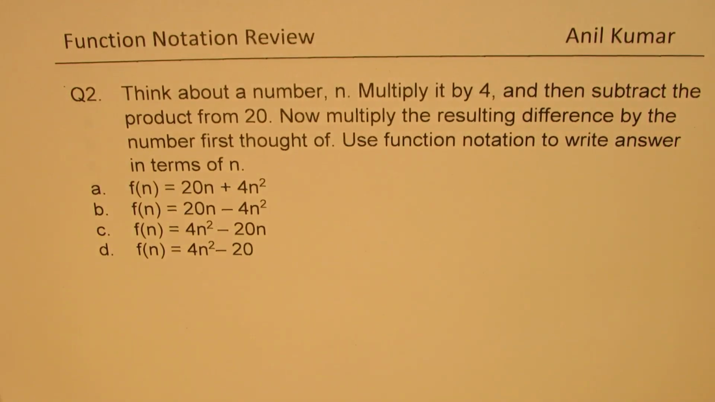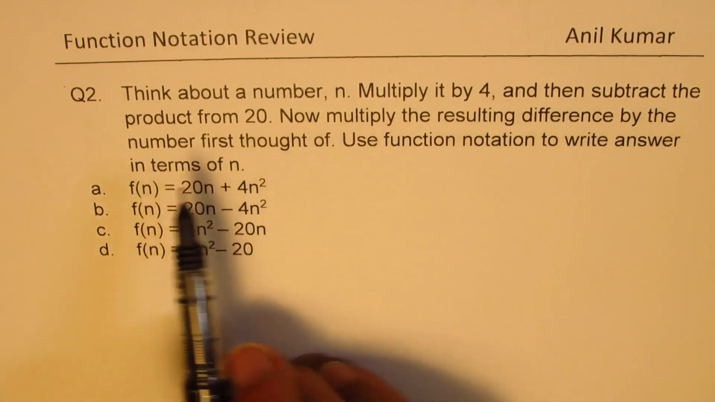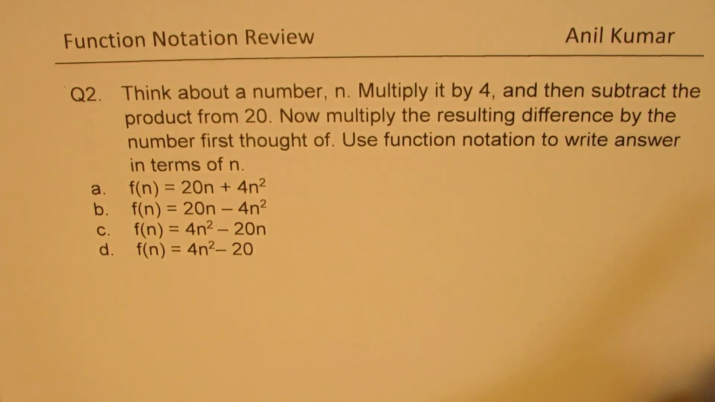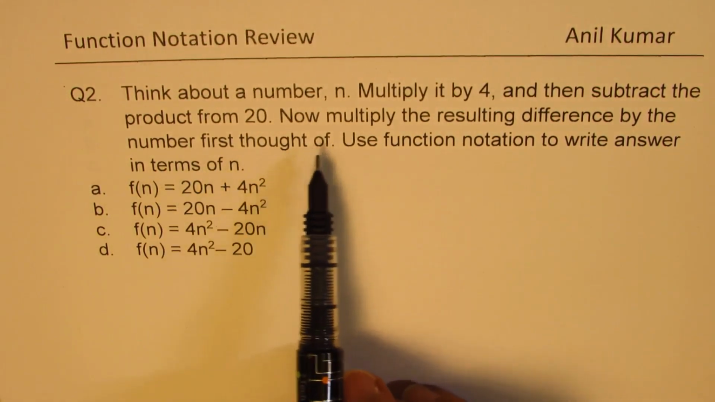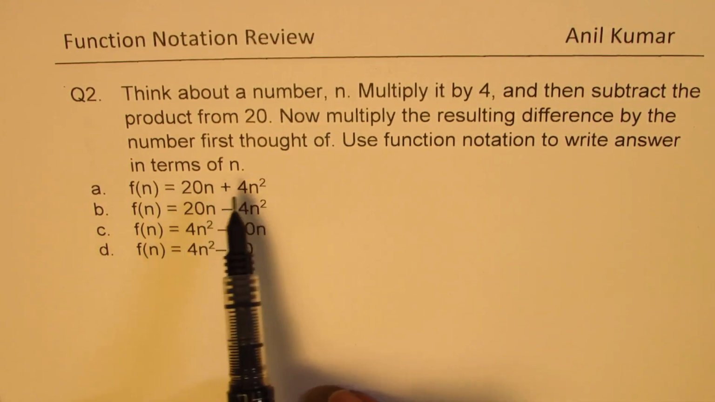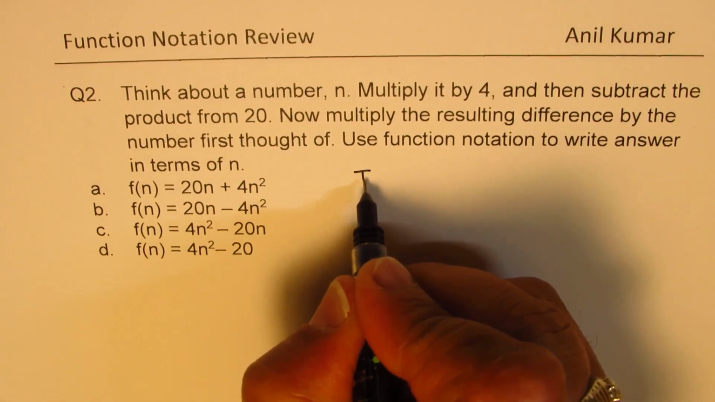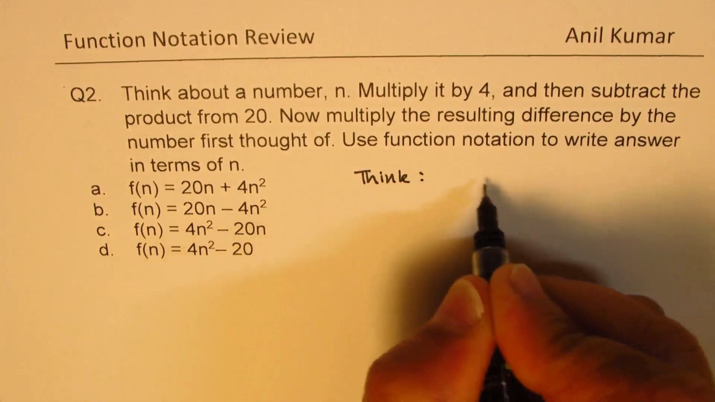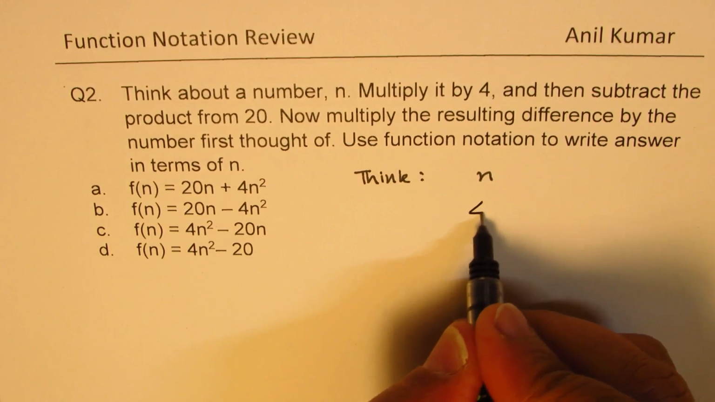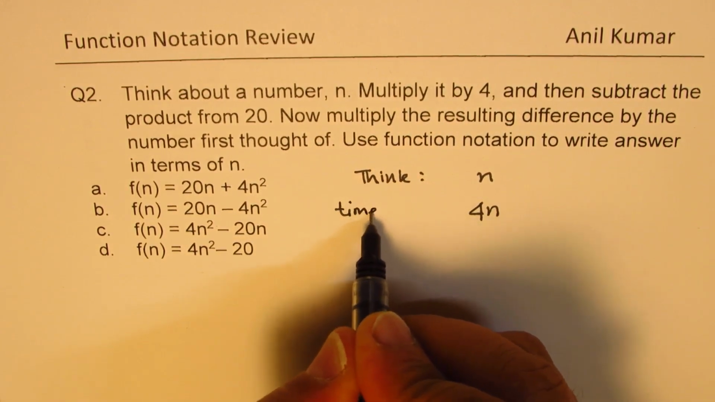Think about a number n multiplied by 4 and then subtract the product from 20. Now multiply the resulting difference by the number first thought of. Use function notation to write the answer in terms of n. 4 options are given to you, right? So let's think about a number. Let's say the number is n. Then we multiply by 4, so it becomes 4n. That is the next statement, times 4.